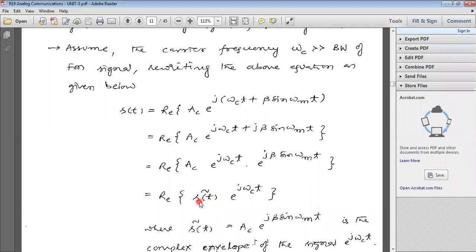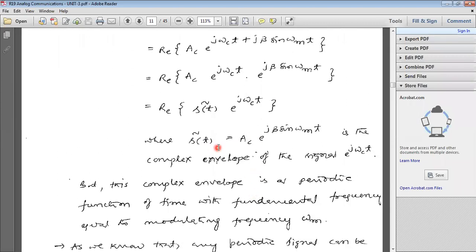So therefore it becomes complex envelope of s of t into e power j omega ct. After that, you note down where the complex envelope of s of t is equal to Ac into e power j beta sin omega mt, which is the complex envelope of the signal e power j omega ct.